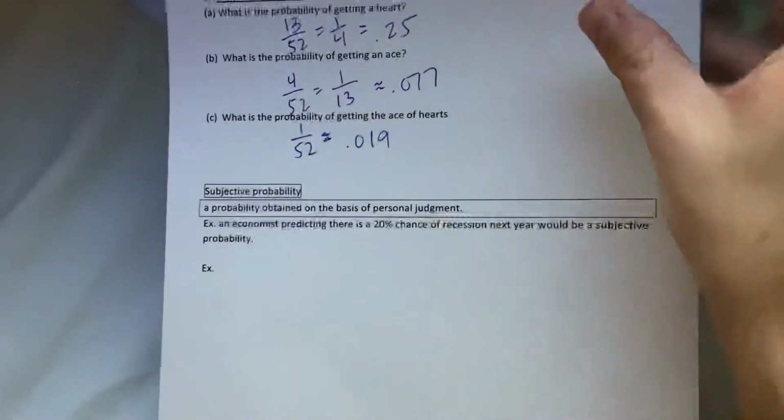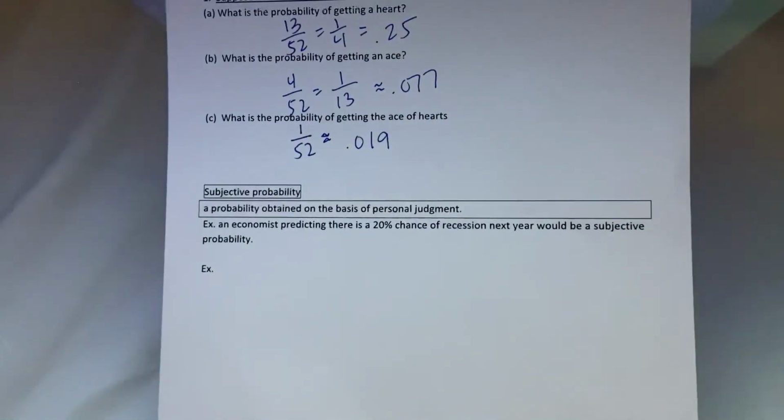Subjective probability, we don't tend to use, I discourage you from using it, is a probability obtained on the basis of personal judgment. An economist predicting there is a 20% chance of recession next year would be a subjective probability. What's another example of a subjective probability that's appropriate in today's world? There's about a 90% chance someone who makes a racist comment will then turn around and apologize for it the next day, and people probably won't believe them. But anything that is just a random judgment, with those statistics that are made up.